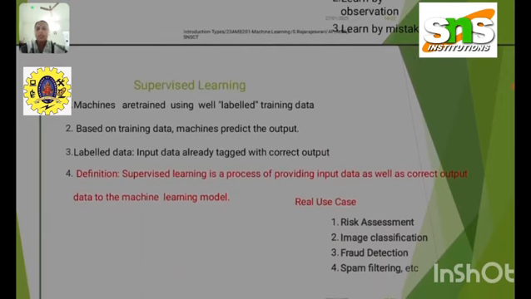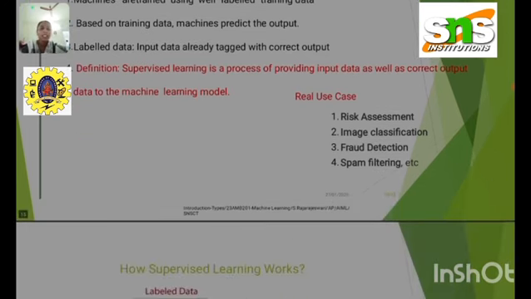the main supervised learning is trained using well-labeled data, training data, that is based on training data and machines predict the output. In labeled data, the input data is already tagged with the correct output. The main definition is the process of providing input data as well as correct output data to a machine learning model. The real use cases: risk assessment, image classification, fraud detection, spam filtering.